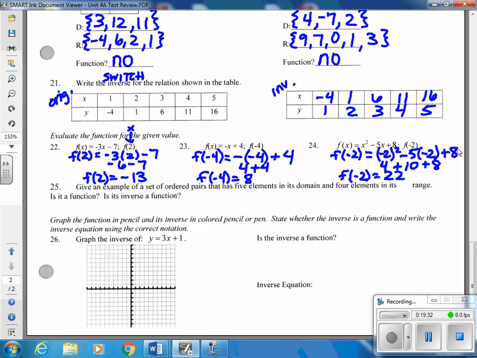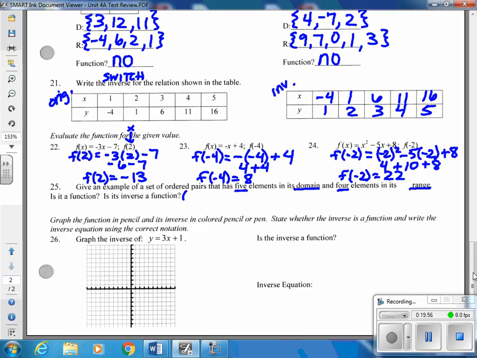For 25, there's a variety of answers to this one. If you don't get the exact same answers that I do or you need some more explanation, don't hesitate to ask about this one in class. It asks you to give an example of a set of ordered pairs that has 5 elements in its domain. That means 5 separate numbers in the domain and then 4 elements in the range. So in order for that to happen, the 5 elements in the domain have got to be different.